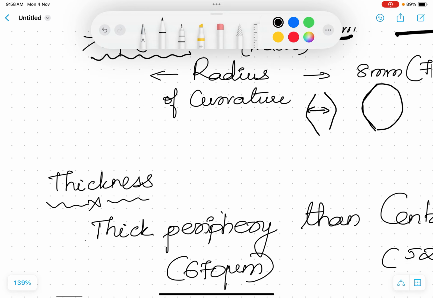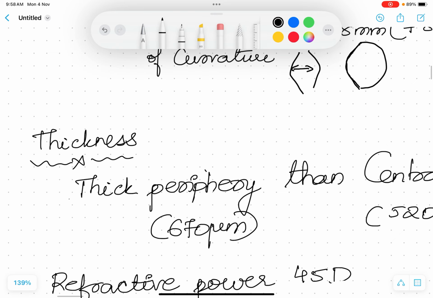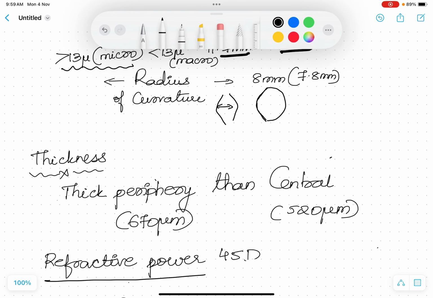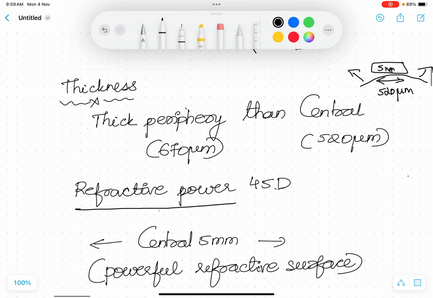And when you see the thickness of the cornea, it is thick in the periphery. So if this is the cornea, it is thicker at the periphery, about 670 microns, and in the center it is thin compared to the periphery, about 520 microns approximately. This central 5 mm is the powerful refractive surface of the cornea. The total refractive power of the cornea is 45 diopters. The remaining refractive power is contributed by the lens, and this gives the total refractive power of the eye.